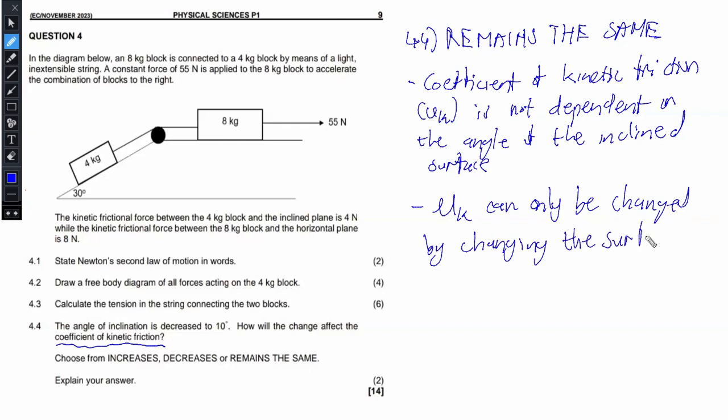Or maybe you change the material of the surface, right? Because the coefficient of friction speaks to the material of the surface. So like glass, if you have to move this to glass, then now you have a different coefficient of friction. If the same incline were made of wood, now it has a different coefficient of friction, right? So changing the surface or the material of the surface is the only way in which you can change the coefficient of kinetic friction.